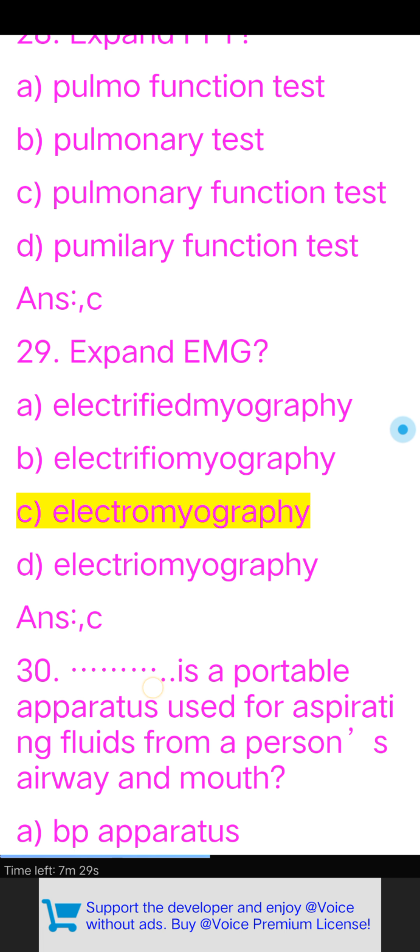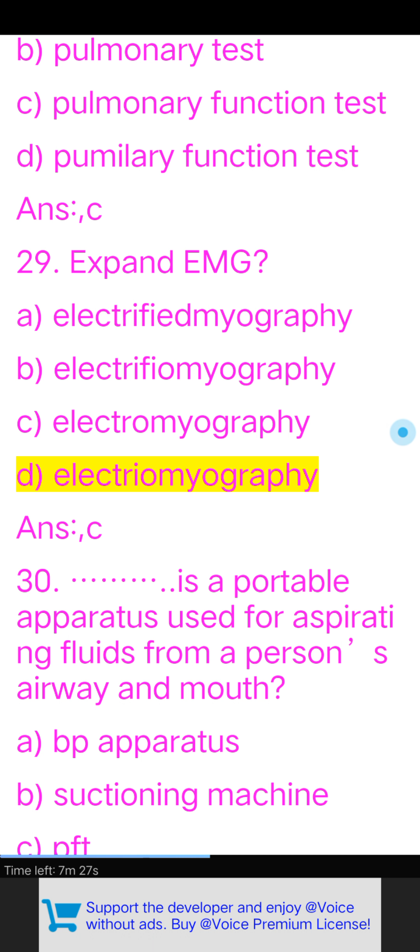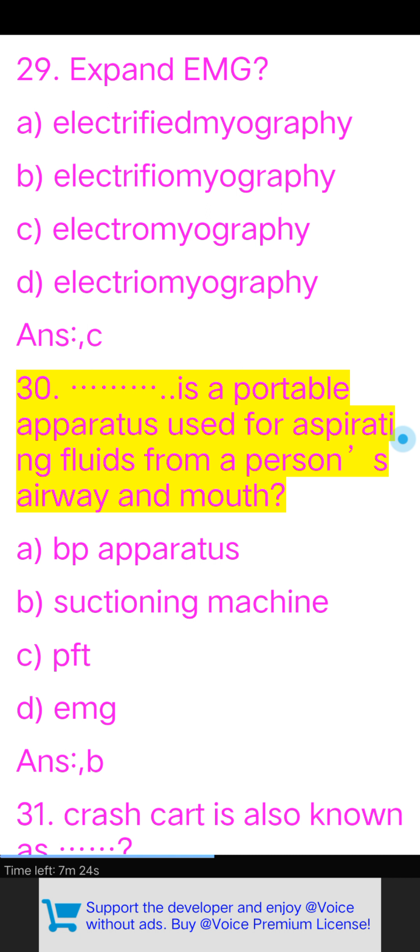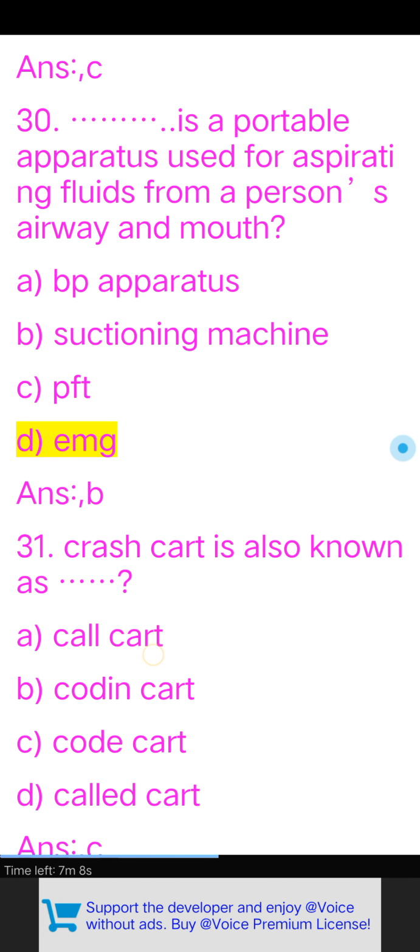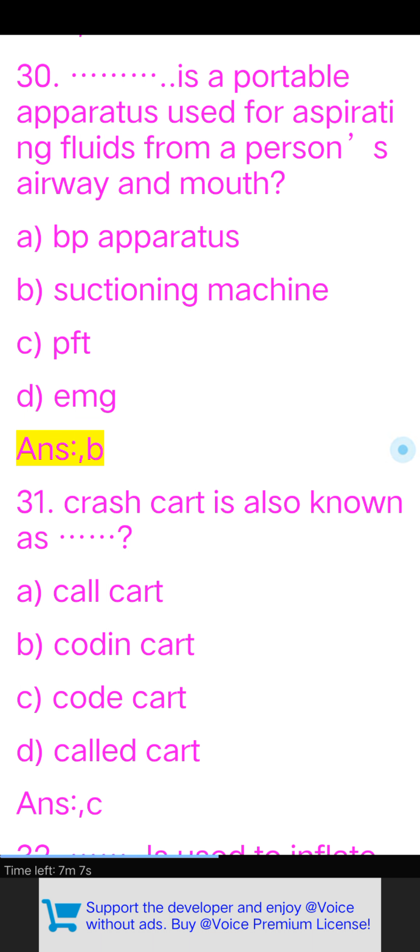C. Electromyography. D. Electriomyography. Answer: C. 30. Dash is a portable apparatus used for aspirating fluids from a person's airway and mouth. A. BP apparatus. B. Suctioning machine. C. PFT. D. EMG. Answer: B.